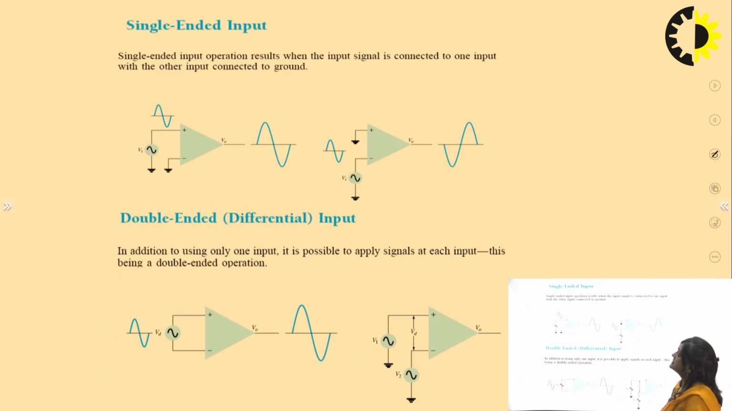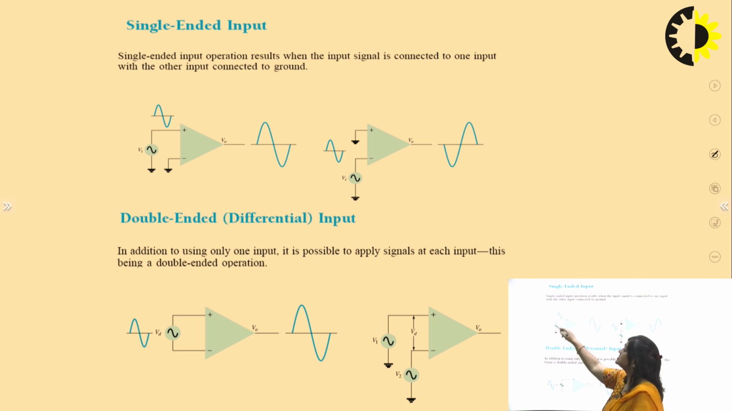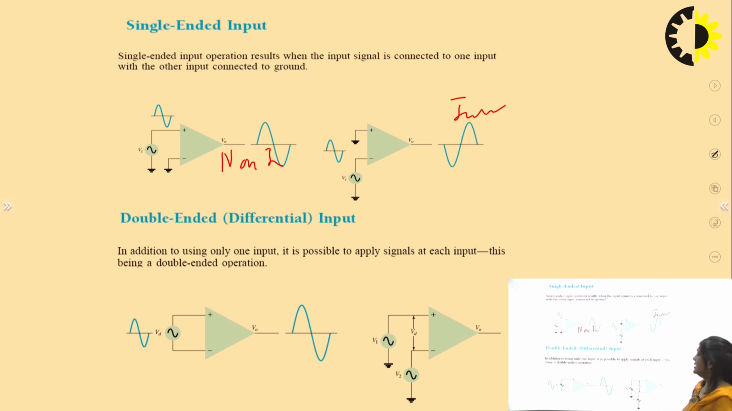And see how we can use the op-amp in different ways. Like this is a single ended input. We can see minus is grounded and the input has been applied at the positive end, and here the input has been applied at the negative end. So this is our non-inverting amplifier and this is our inverting amplifier, and this is basically double ended input, means we have applied V1 and V2 at both ends, positive and negative, means at inverting and non-inverting end both.